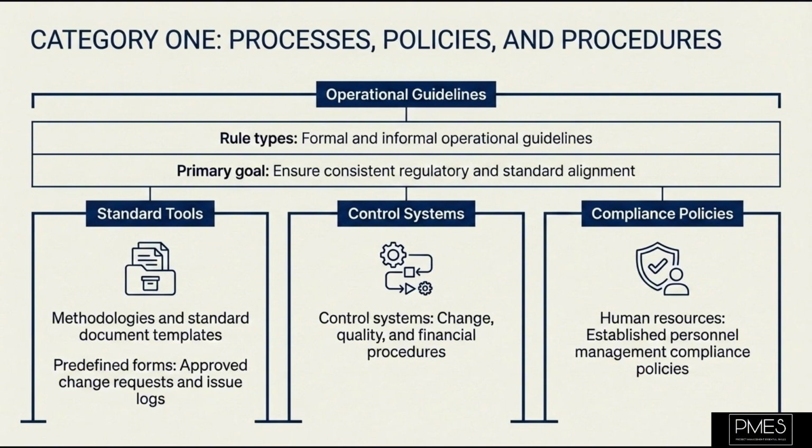This category also encompasses the organization's established change control procedures, which govern how modifications to project baselines are managed. Quality control procedures, financial control procedures, and human resource management policies are further examples. These structured guidelines ensure that projects align with organizational standards and regulatory requirements, promoting a consistent approach to project delivery.